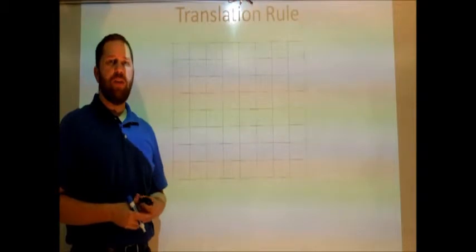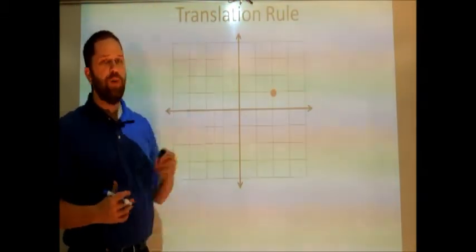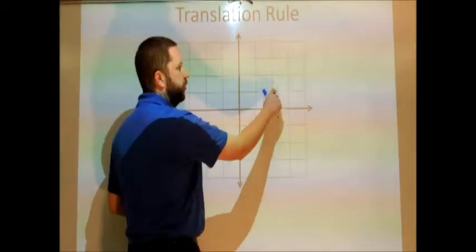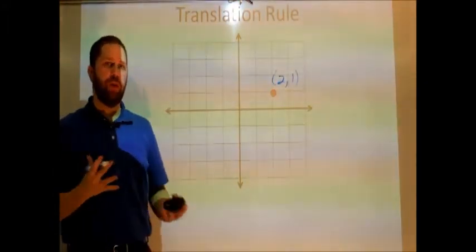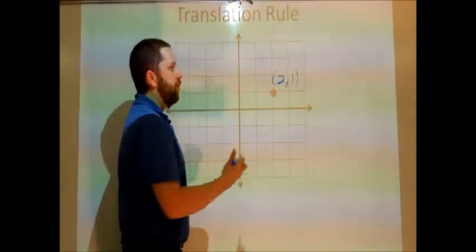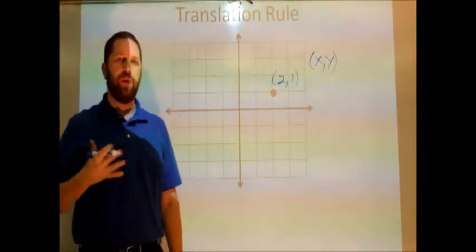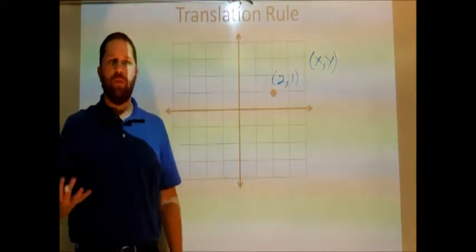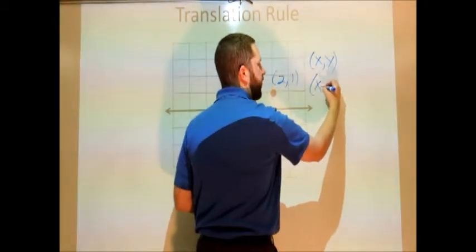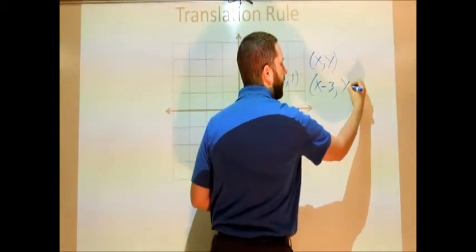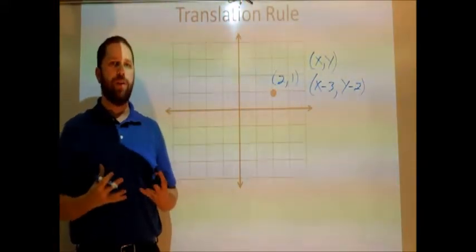Okay, when we talk about translation, we're talking about moving a point on a graph. So I have a point right here, x is 2, y is 1, and I'm going to move it somewhere else on this graph. To begin with, we can start with x1, y1. The rule tells me where it's going to move. I'm going to say x minus 3, comma, y minus 2, and that's going to tell me where to go.